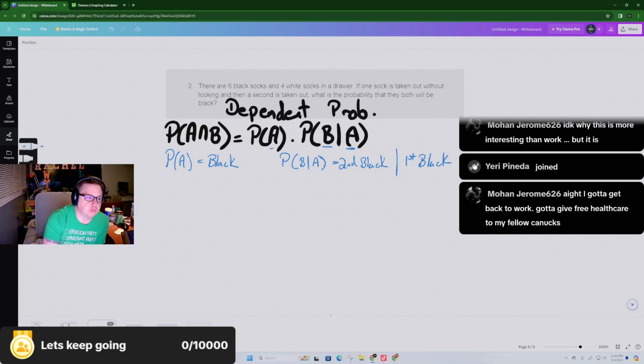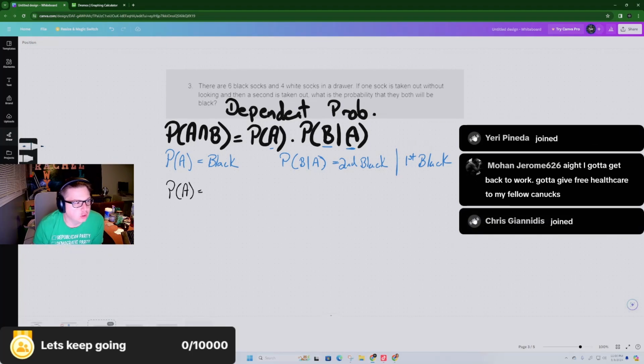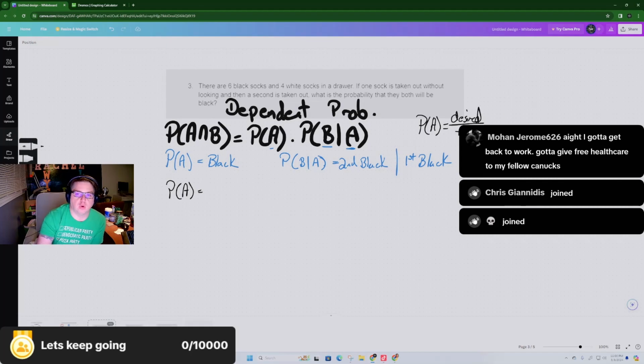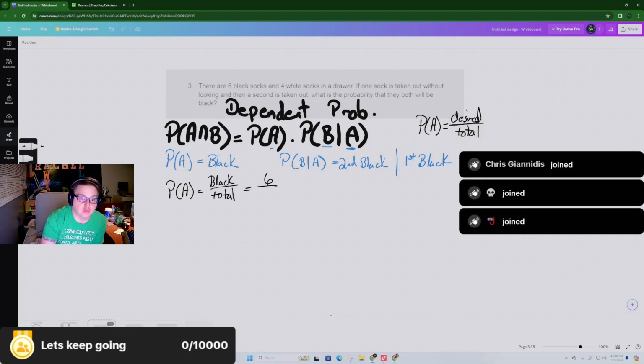So first things first, we want to find what is the probability of A. So if we were to choose what is the probability of A, we want to know how many black socks there are, because remember, the probability of anything is going to be desired over total, right? So our desired outcome is a black sock. So we want black over total. So how many black socks are there? There are 6 black socks. Out of how many in the drawer? There are 10 out of that drawer. Okay?